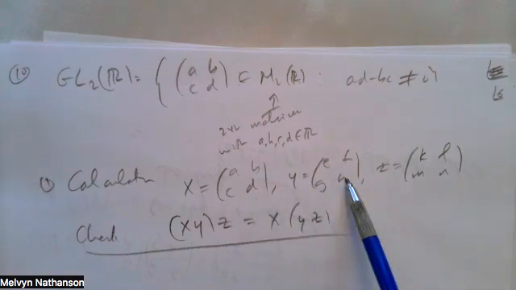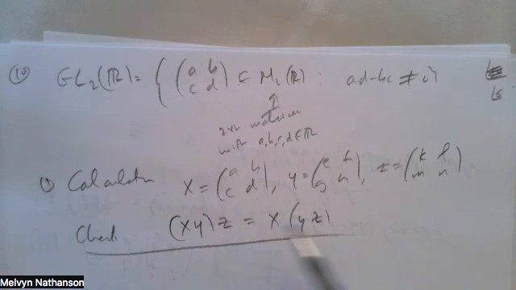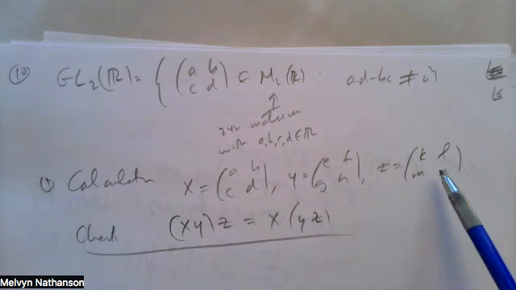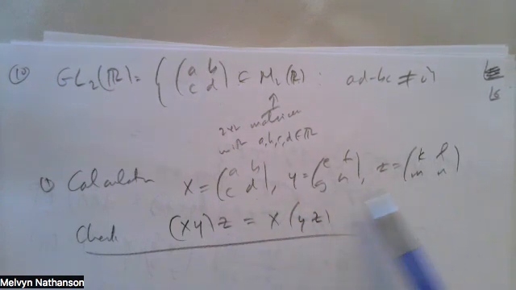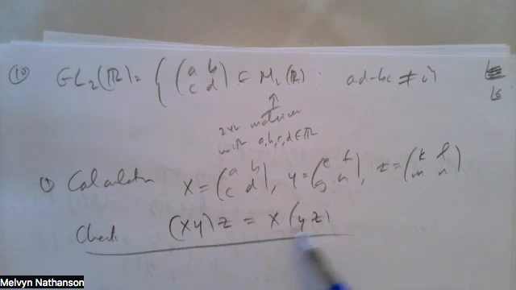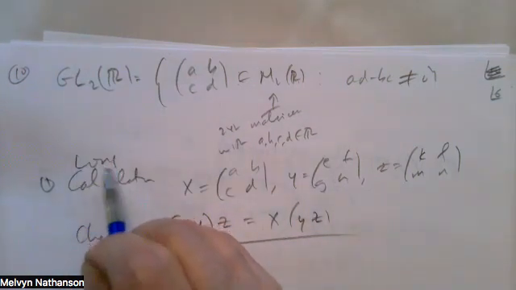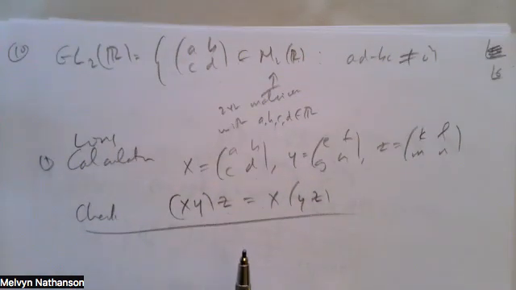You multiply X and Y, you get a matrix multiplied by Z. Multiply Y and Z, you get a matrix, multiply on the left by X. Show you end up with the same matrices in both cases. So this is a long calculation, but that's part of it.